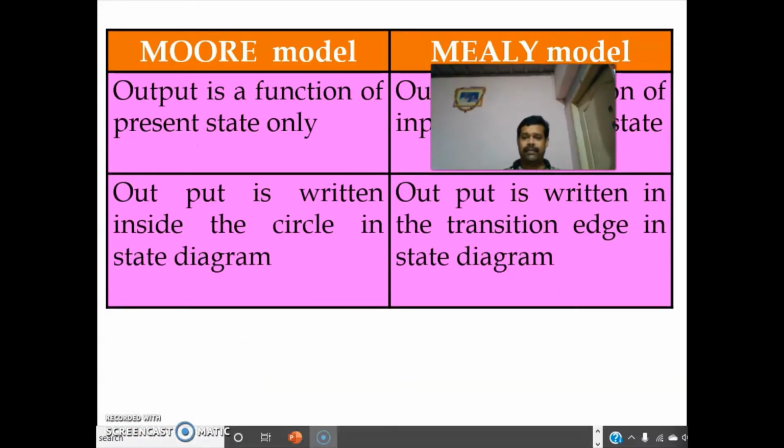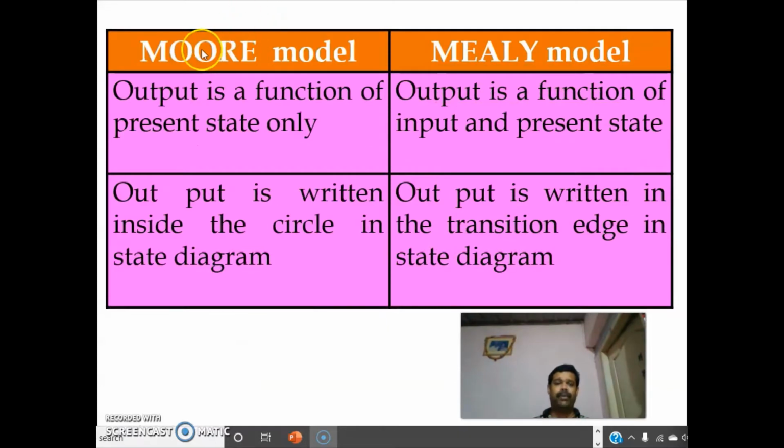Now, what is the difference between the Moore model and the Mealy model? In the Moore model, output is a function of the present state only, and in the Mealy model, output is a function of input and present state. The state diagram is nothing but the pictorial representation of the behavior of a sequential circuit.